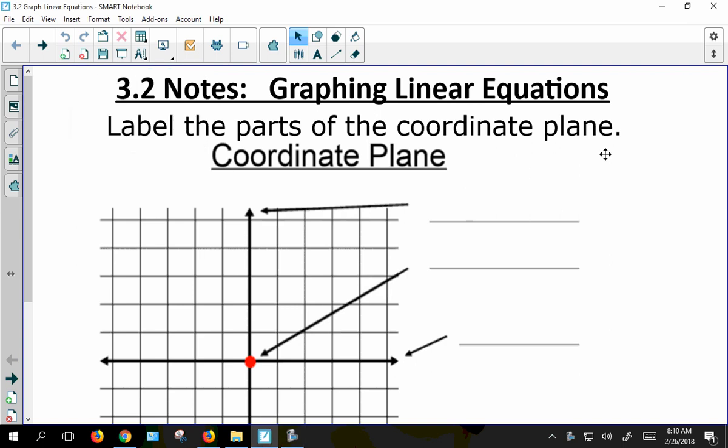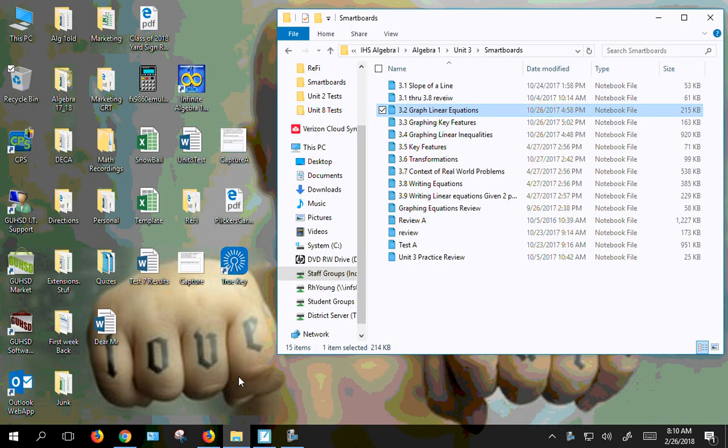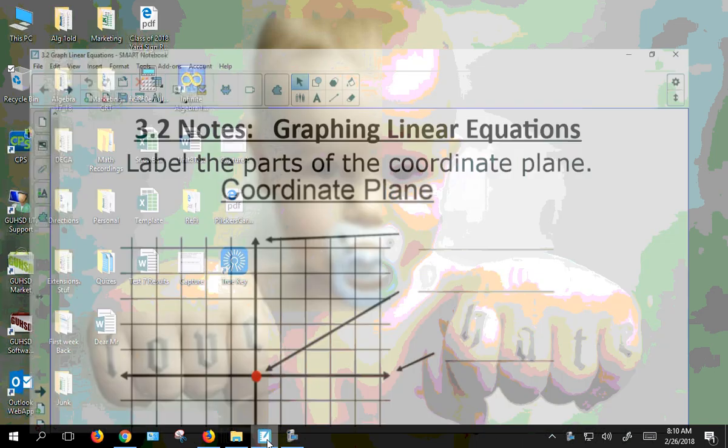Okay, this is lesson 3.2. We did 3.1. I have not recorded that. I might do that today, and then I'll put it up also. But 3.1 was, anybody remember what 3.1 was? Slope. Very good. Slope of a line.